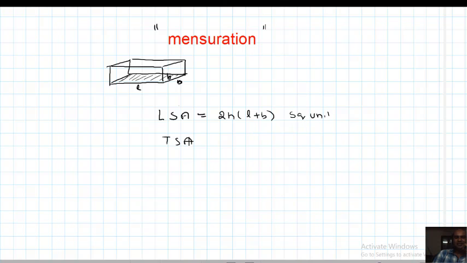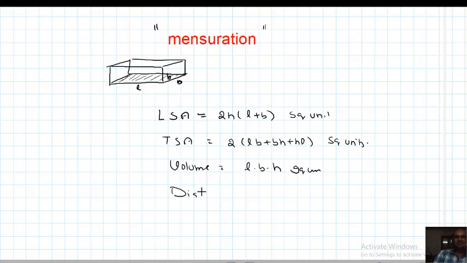TSA, total surface area: lateral surface area plus bottom area and top area. 2 times LB should be added. So what will we get? 2 times (LB plus BH plus HL) square units. Next, volume. Volume of cuboid, already discussed: L into B into H cubic units.